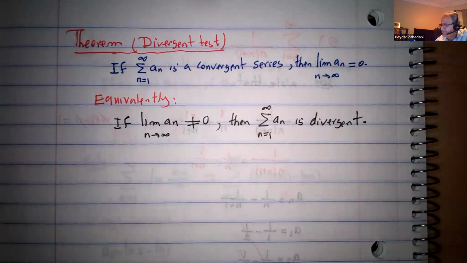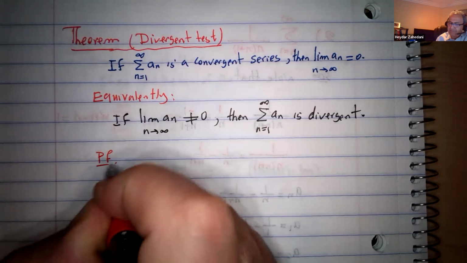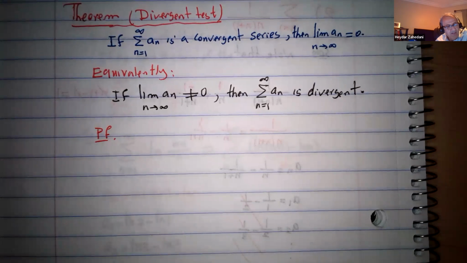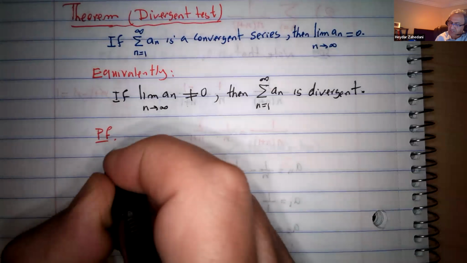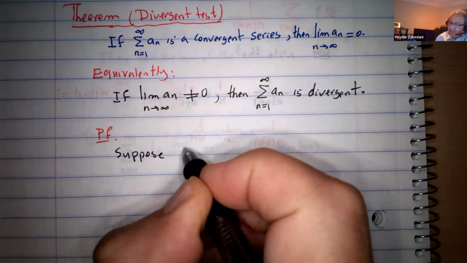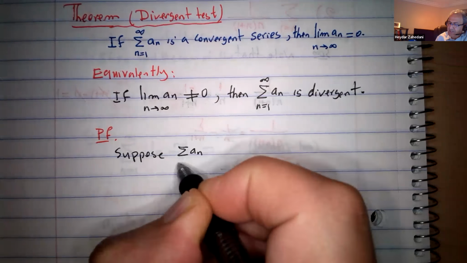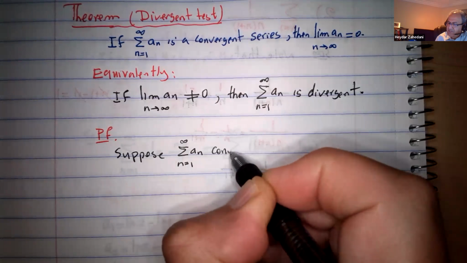Okay, quickly, the proof is very easy. One line, let me prove it for you. See the proof? The proof is: suppose the series is convergent. Suppose sigma of an, n from 1 to infinity, converges.